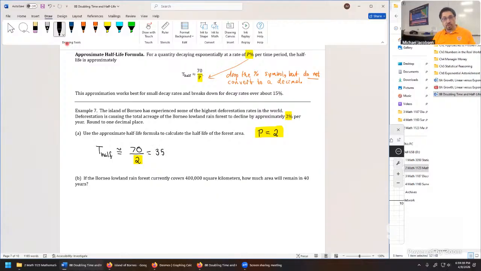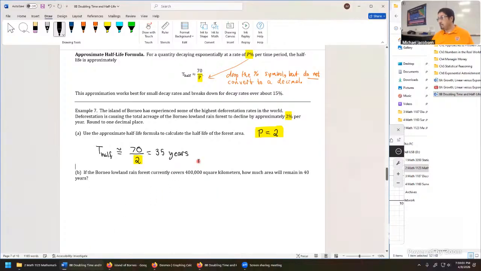We should definitely give a unit to this, just in case a follow-up question has a unit mismatch. We'll notice right away. If this says 2% per year, the unit on this one will be years as well. So it'll take 35 years at this decay rate for half of the coverage of this rainforest to vanish. Well, any questions at all, folks, using that formula there so far?